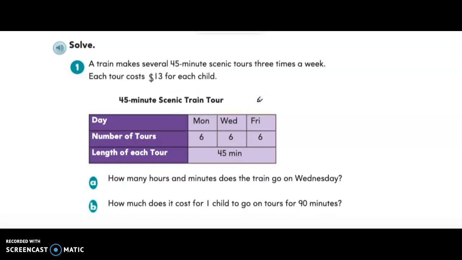So let's take a look at some examples. So a train makes several 45-minute scenic tours 3 times a week. Each tour costs $13 for each child. So here's some of the information that they were giving us. They want to know how many hours and minutes does the train go on Wednesday. Okay, so just on Wednesday. So that means our focus is here. And the length of the tour is 45 minutes.